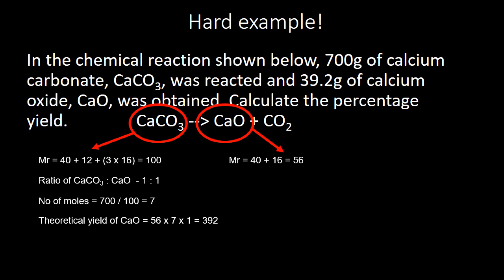But if the ratio was the other way round, for instance, 1 mole of calcium oxide to 2 moles of calcium carbonate, then instead of multiplying by 2, you would actually divide whatever you get by 2. So the ratio is really important, but in this example it doesn't matter because it's 1 to 1. So that means that the theoretical mass of calcium oxide you could have produced was 392 grams. Then you do your simple formula, percentage yield of calcium oxide. We know that we've only produced 39.2 grams against the maximum possible 392. We divide that, multiply it by 100, and we get 10%.